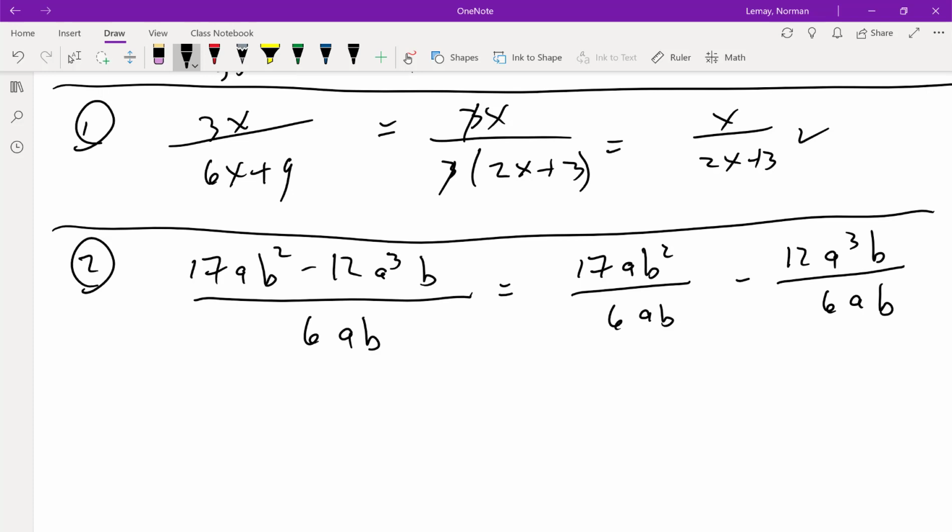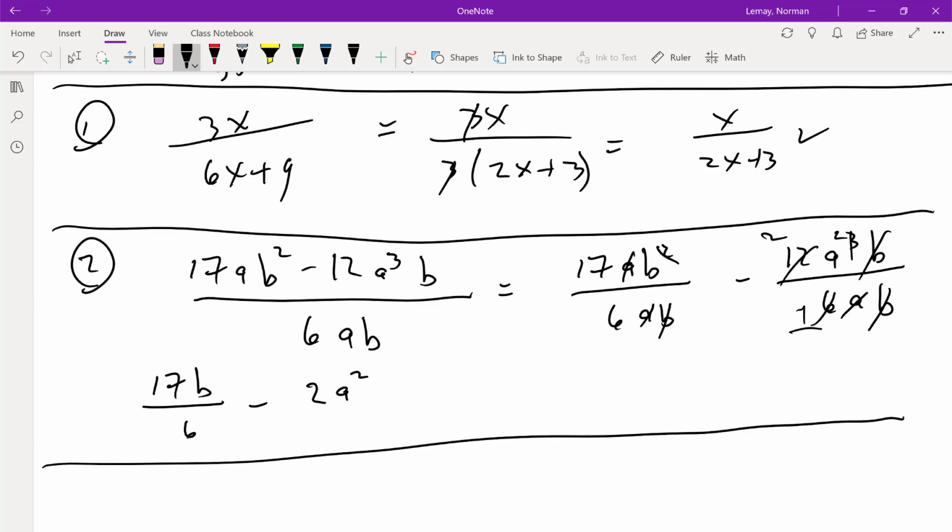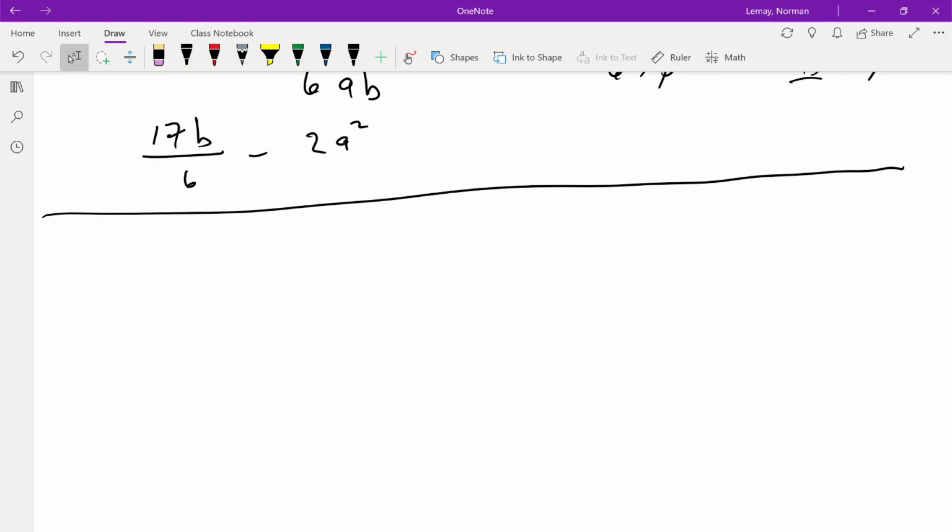Notice for this first fraction, this a cancels with this. There's no common factors between 17 and 6. And notice that this b cancels out with that squared. So for the first fraction, we're left with 17b divided by 6, minus, over here, we know that 6 goes into 12 2 times. The a will turn the cubed into a squared, and the b's will cancel out. So here we get 2a squared. And when everything cancels on the bottom, remember there's a pretend 1, and anything over 1 is always just whatever is up at the top. So not much else to do there.